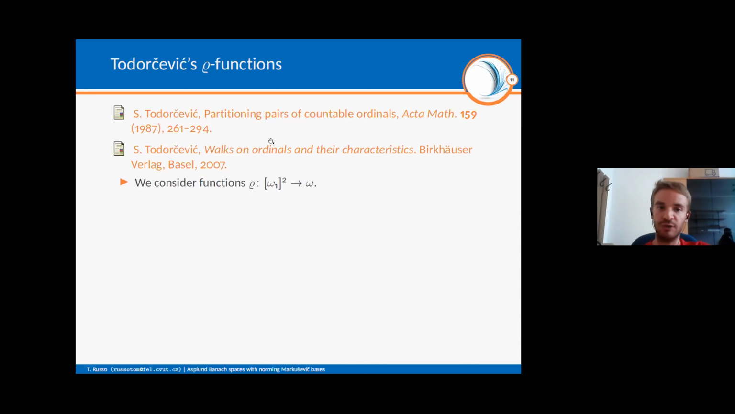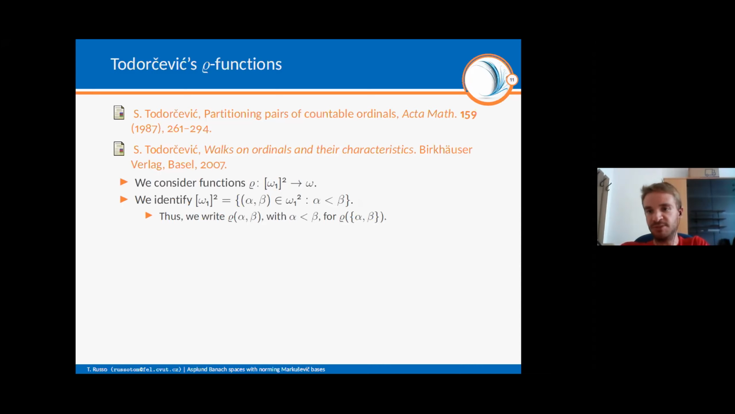So a rho function will be some function from [omega 1]^2 into omega. Here, [omega 1]^2 denotes the subsets of omega 1 of cardinality 2. So it is a function that to a subset of omega 1 of cardinality 2 associates a natural number. So of course, if I pick some element here, this is going to be a pair of distinct ordinals, which is not ordered, but I can always order it, picking the first element to be smaller than the second.